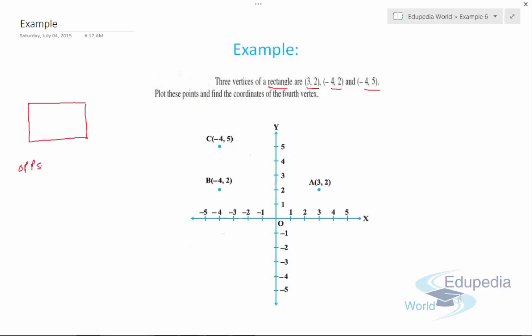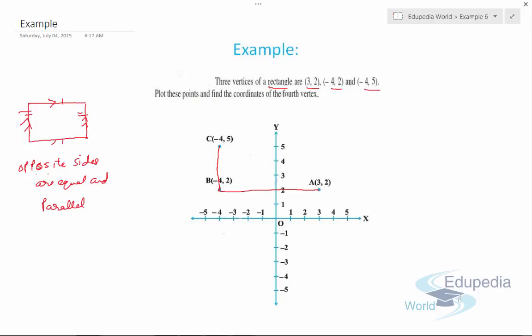Opposite sides are equal and parallel. This side and this side will be equal and parallel, and this side and this side will be equal and parallel. Here we are given 3 coordinates. When we join the 3 coordinates like this, we need a fourth vertex to complete the rectangle. So we have to find the coordinates of the fourth vertex.